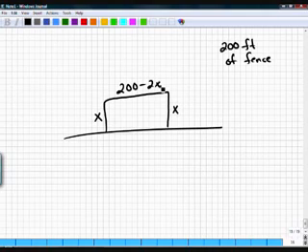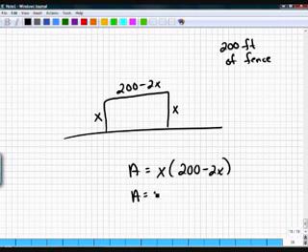We want to maximize area. How do you find the area of that? Length times width. And we're going to call it A. A equals X times 200 minus 2X. Any questions? Think about what the graph of that would look like. It's a parabola, right? Because if you multiply that out, A equals 200x minus 2x squared. With me?